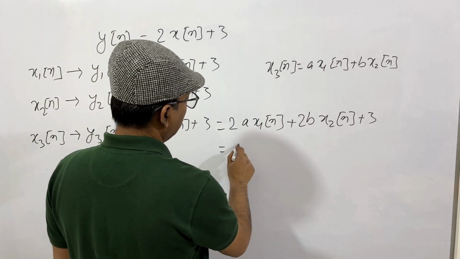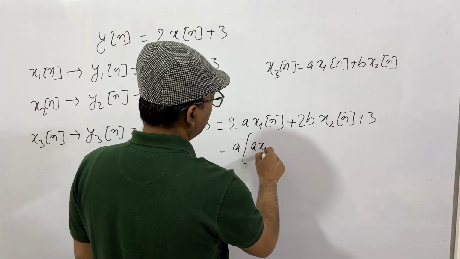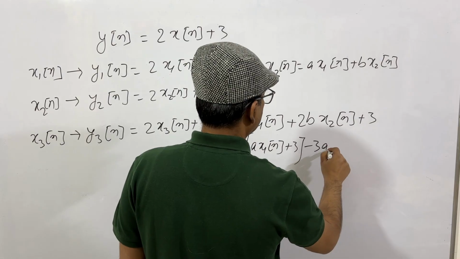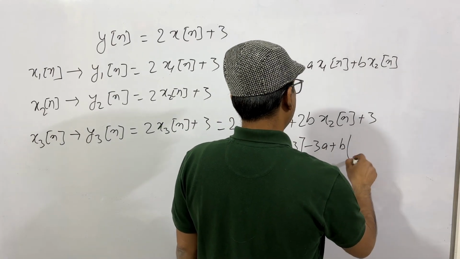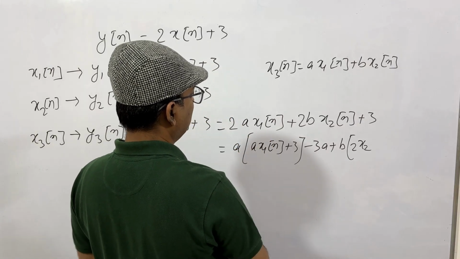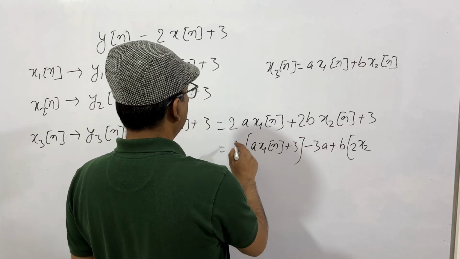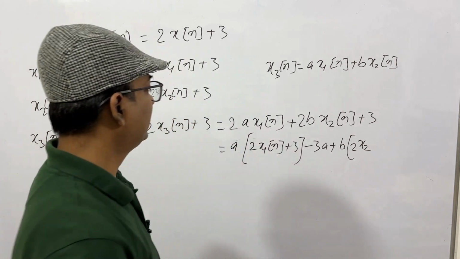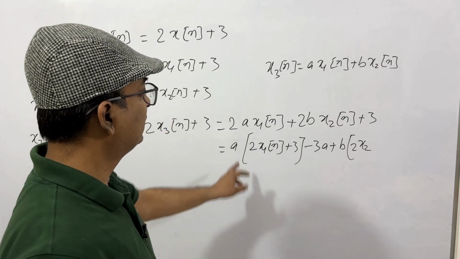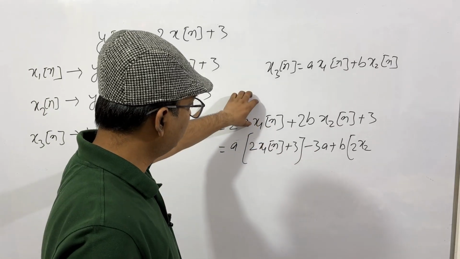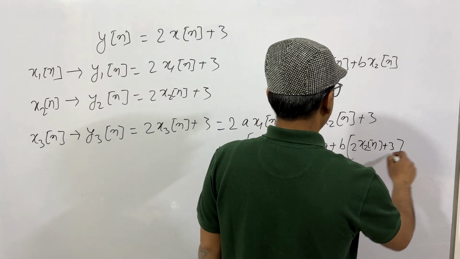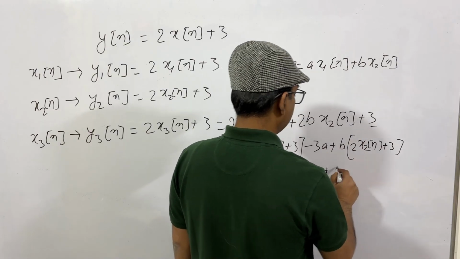So you can do one thing. You can take a x1(n). Let's put 3. So we have 3a, we'll put minus 3a. Then we can take b out, 2x2. What we have taken out? We have taken a out. So this is 2x1(n) plus 3. So we'll do minus 3a, so that this remains 2a x1(n). Similarly, this is this plus 3 minus 3b, and then we have this 3.